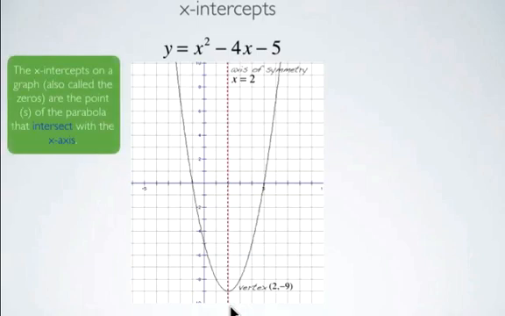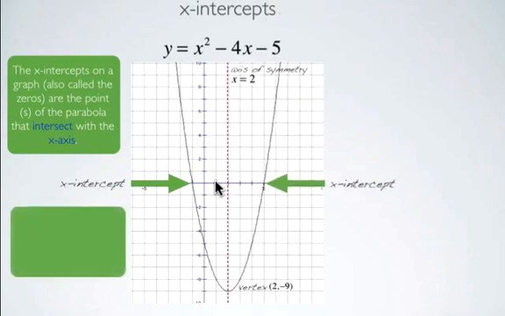Now the x-intercepts on the graph, also called the zeros, are the points of the parabola that intersect with the x-axis. In other words, points where the graph crosses the x-axis. Here's the first one. Here's another. In other words, it will be the points that are on the x-axis.